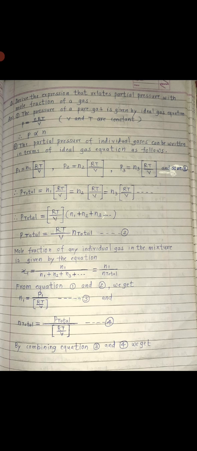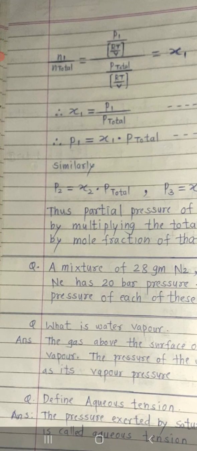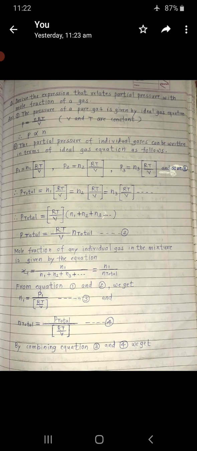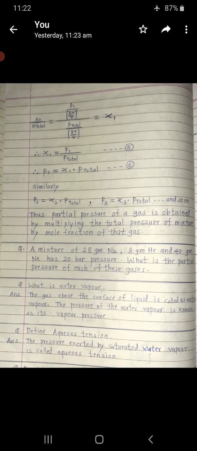Okay, by combining equations 3 and 4, see what we get: N1 comes on top and N total comes below. So RT upon V will get cancelled. Therefore, by combining equations 3 and 4, we get N1 upon N total is equal to P1 upon RT upon V divided by P total upon RT upon V. Okay, so that is equal to X1. This is the mole fraction.